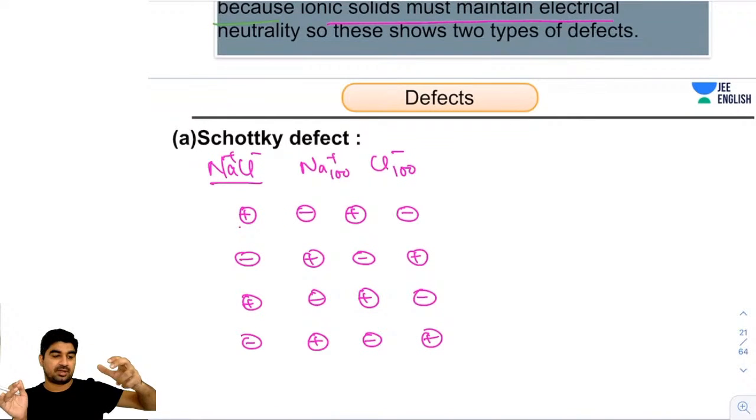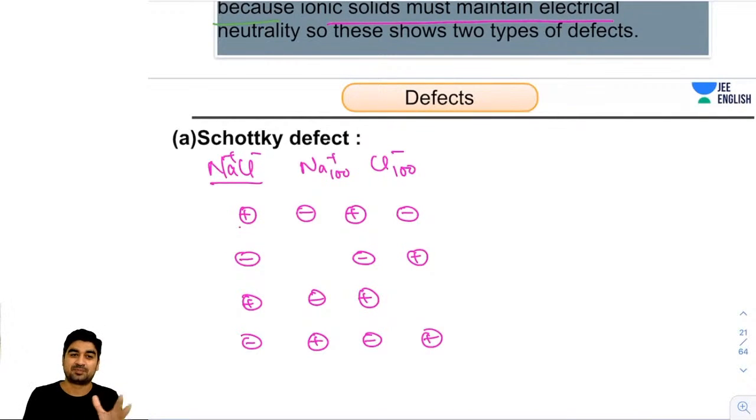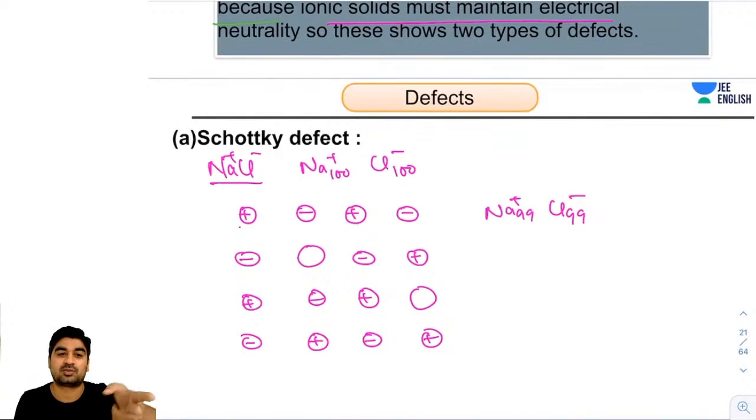Like in vacancy defect, what was happening? A constituent particle was missing from its lattice site. Now what will happen? Guys, here if one Na plus is missing, then one chloride has to be missing. And here guys, if now there are 99 Na plus, there must be 99 chloride. There cannot be 100 chloride ions. So guys, if one cation is missing, then one anion will also be missing. If two cations are missing, then two anions will also be missing. Got it, guys? So because some ions are missing from the lattice site, again density is equal to mass by volume. So tell me the impact on the density. Yes, Triveni, tell me the impact on the density. Will density increase or decrease?